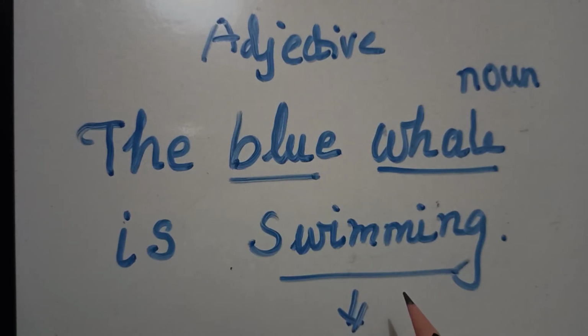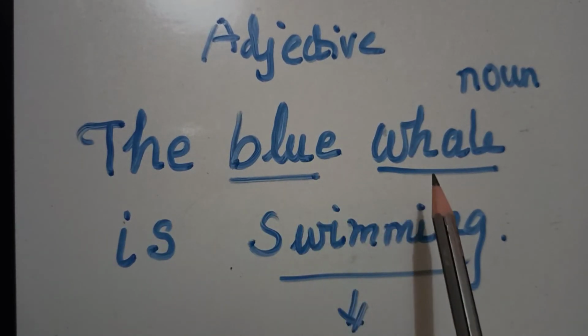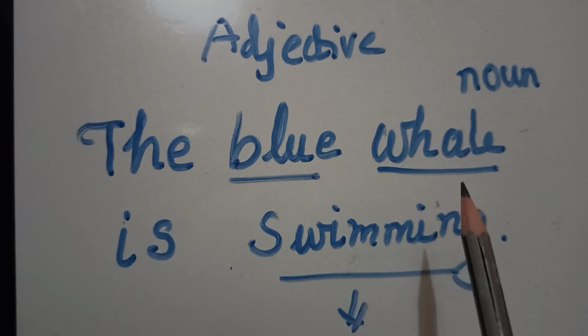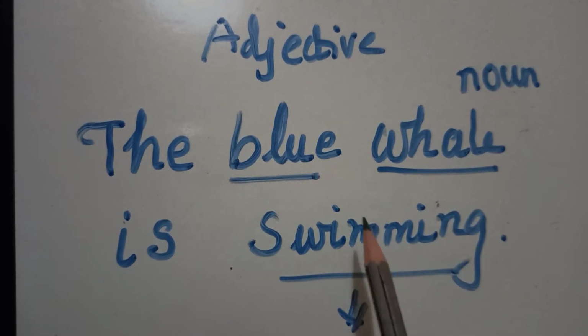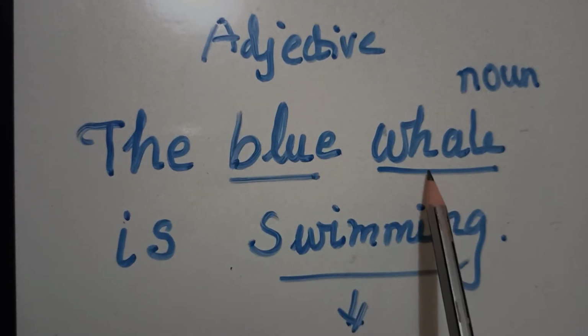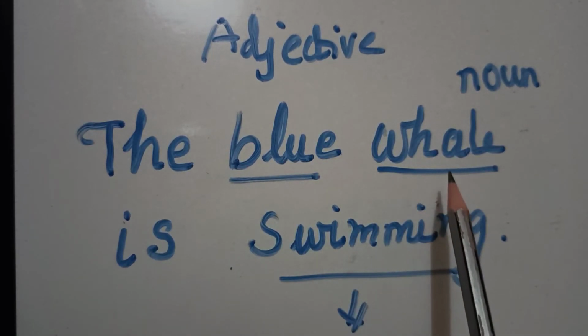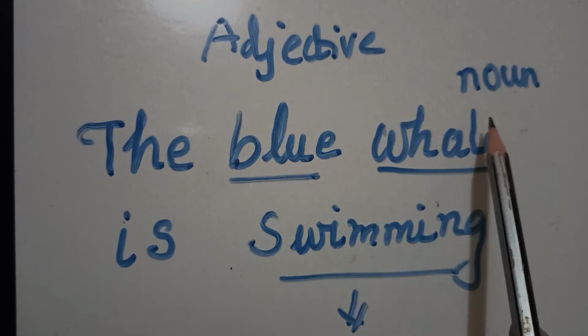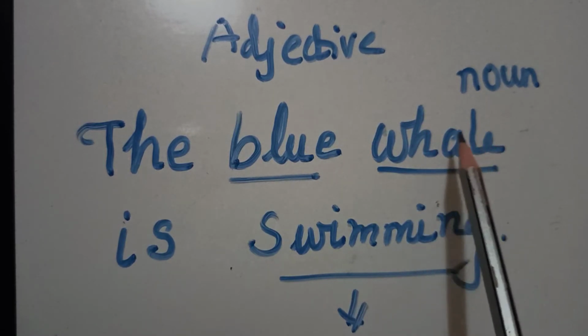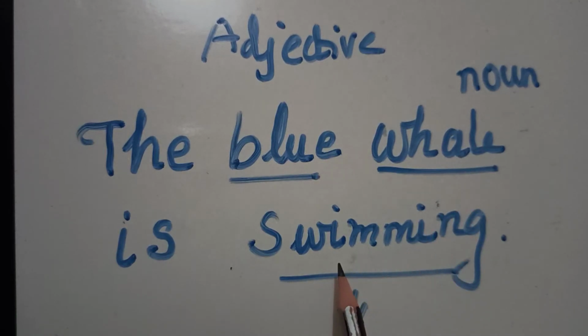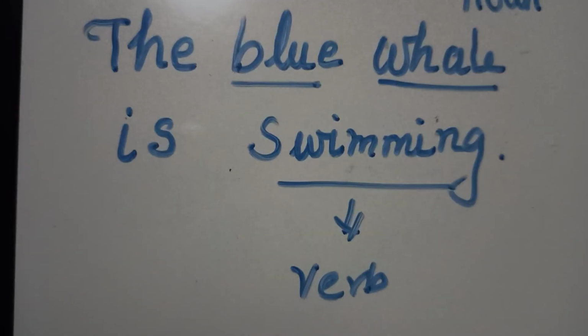Let us frame a sentence to make it much easier to understand. The blue whale is swimming. So they first gave from the image the whale, from the second image the swimming, and from the third image they came out with the answer, it is a blue whale. So when you frame the sentence, the blue whale is swimming, here the whale is said to be the noun. It is naming an animal. It is a naming word. And what is the noun doing? The noun is swimming.